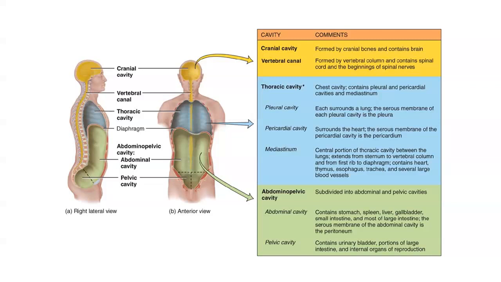Within a cavity, you can also have another cavity. For example, the abdominopelvic cavity can be subdivided into our abdominal and our pelvic cavities, which contain the stomach, the liver, and the intestines, and then the urinary bladder and our reproductive organs, respectively.